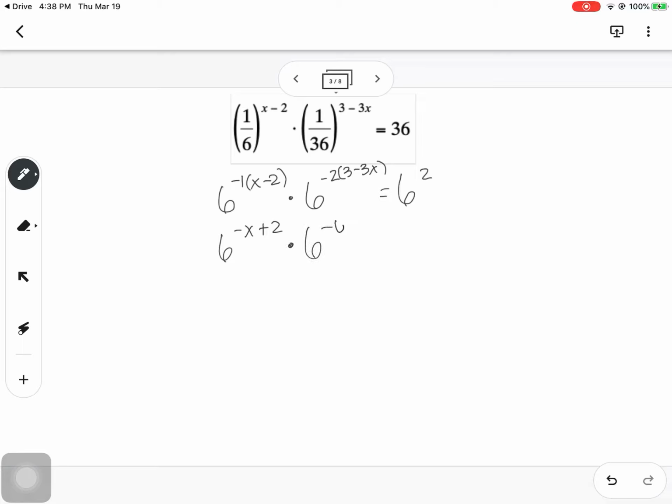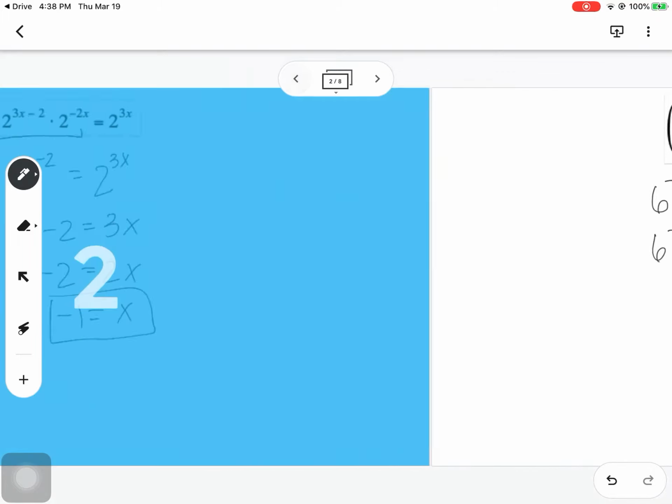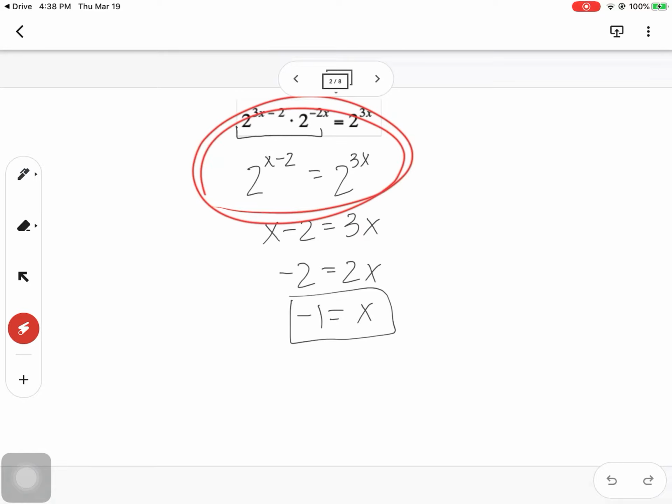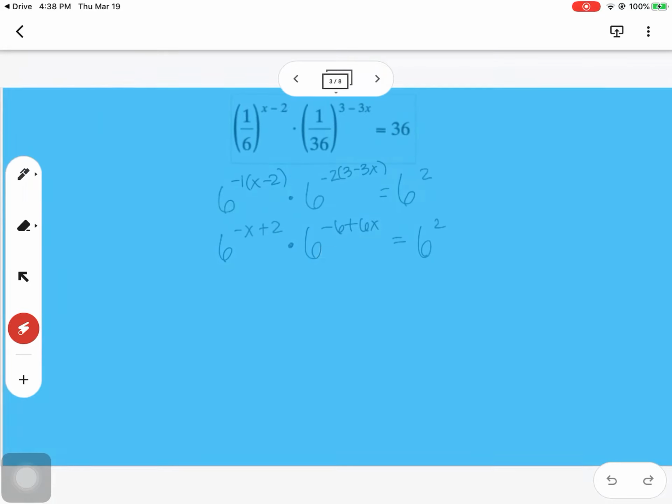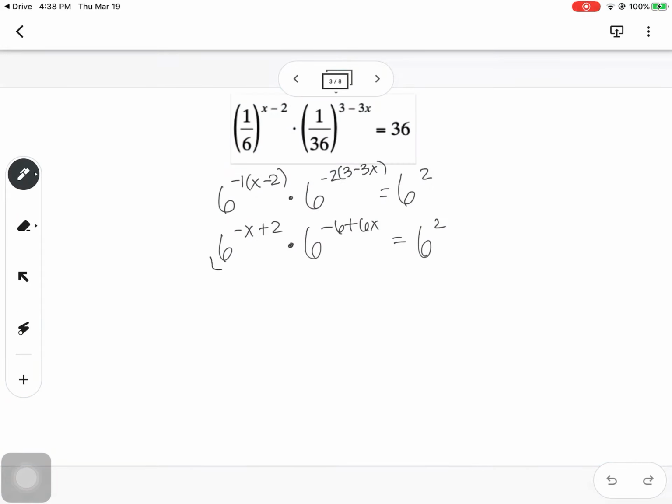I'm going to do that multiplication, so negative x plus 2, this is negative 6 plus 6x, and this is 6 squared. And now this problem looks exactly like the one we did a minute ago. So what we need to do is combine these that are on the left. Since we're multiplying like bases, we're going to add our exponents. So negative x plus 6x is 5x. 2 minus 6 is negative 4 equals 6 squared.